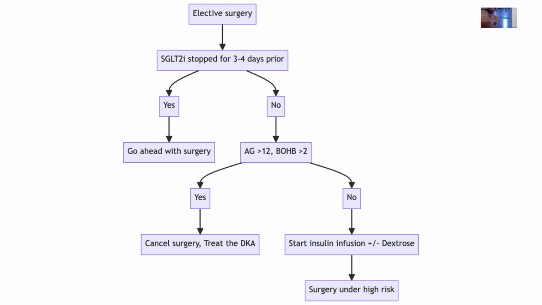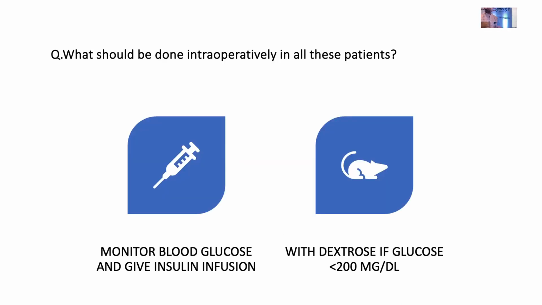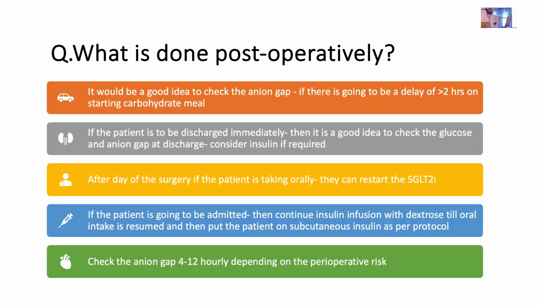Because remember, in some cases SGLT2 inhibitor ketoacidosis occurs after surgery, on post-operative day 1. So again, you need to be careful about this. What do you do intraoperatively in such patients? Monitor the blood glucose and give insulin infusion, again with dextrose if blood glucose is less than 200 or 250. Again, this is for anesthetists to maintain. We are generally not involved in that.